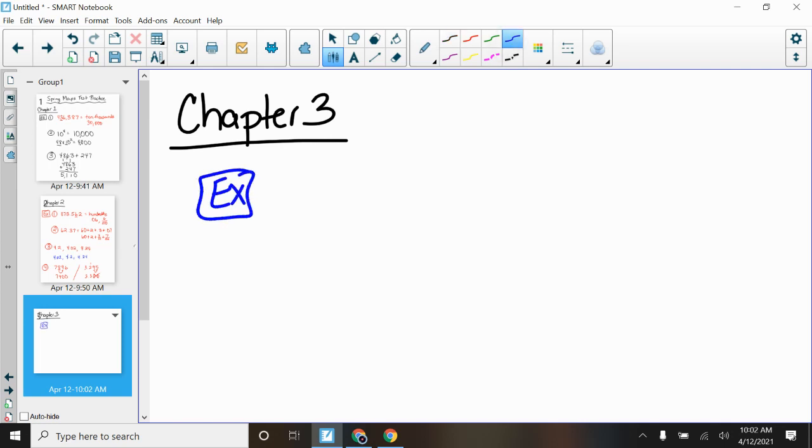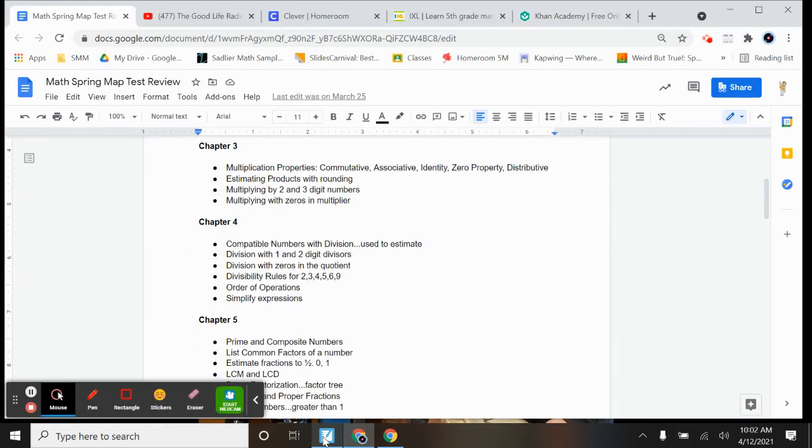So example number 1 in the multiplication chapter says the first thing that we have to know how to do is we got to know those properties. Again, that's memorizing. So you're going to have to go through your stuff at home. You got to know the commutative, associative, the identity, the zero, and the distributive. So refresh your memory on those at home. Okay. The second bullet point, though, is estimating products with rounding.